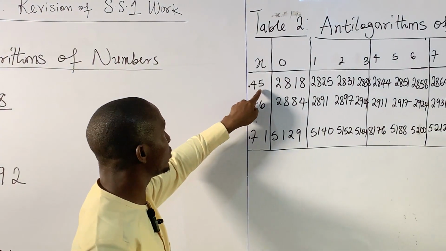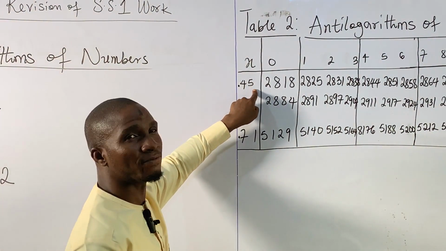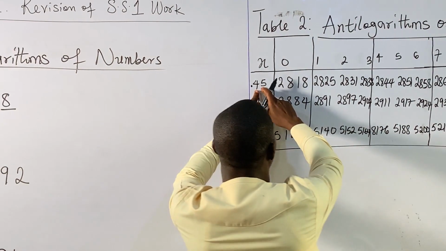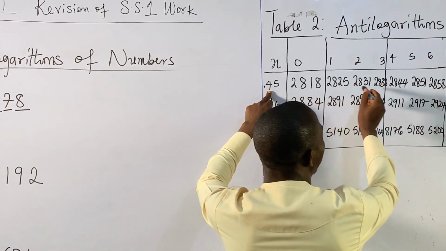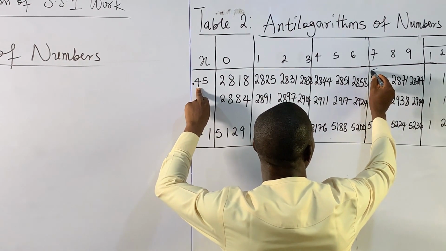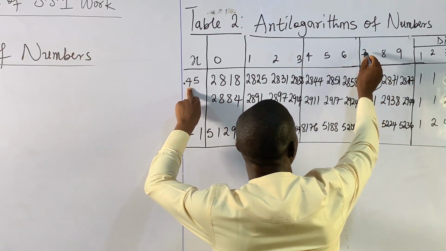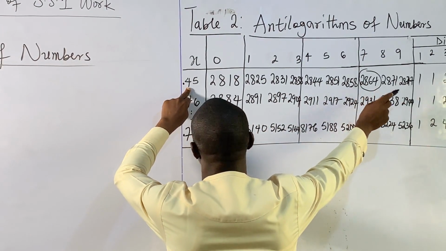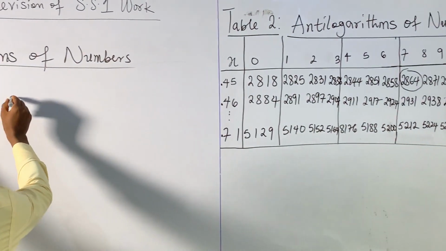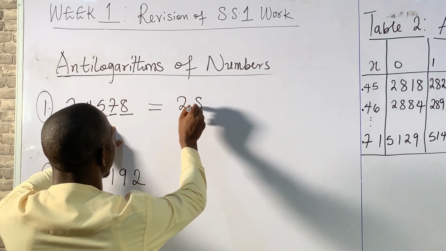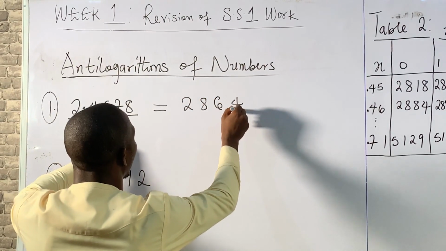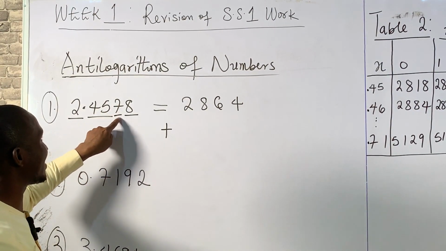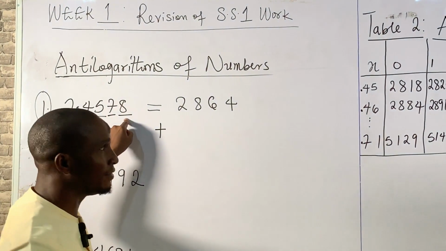0.45 under 7. So this is 0.45 under 7. This is under 7. So 0.45 under 7 is 2864. That will give us 2864 plus, 0.45 under 7, now difference 8. So we add the difference.